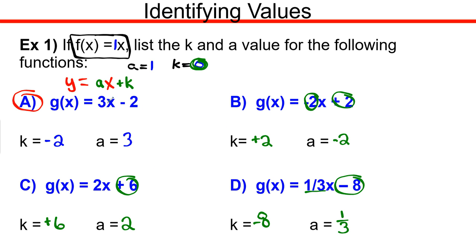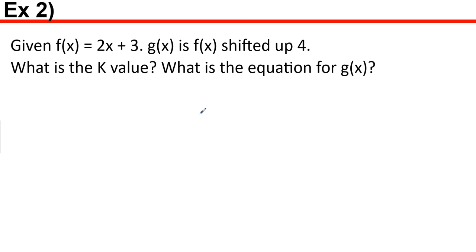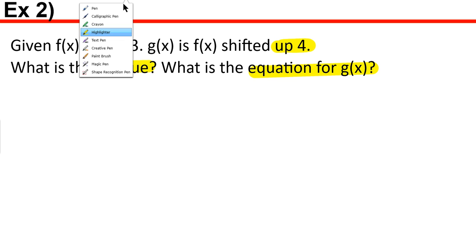Let's continue on. So here, example 2. Given f of x equals 2x plus 3, g of x is f of x shifted up 4. They want to first know what is the k value, and after that, the equation for g of x. So first off, let's get the k value. Our k value is the vertical transformation, and they're telling us that we're shifting up 4. So that is actually our k value.